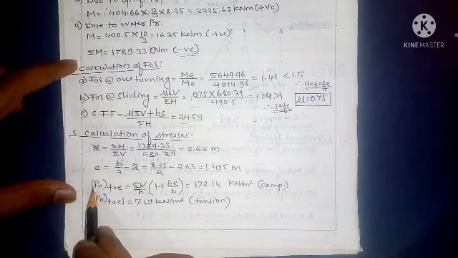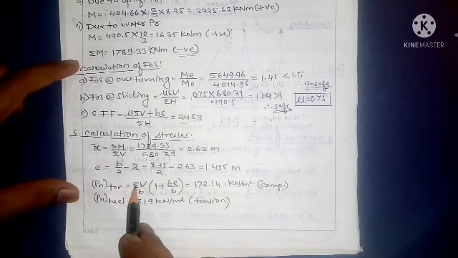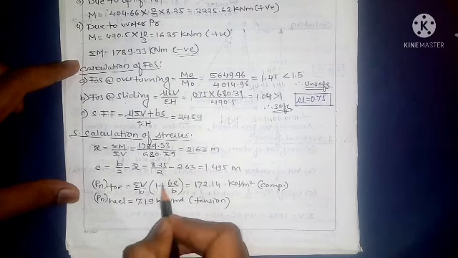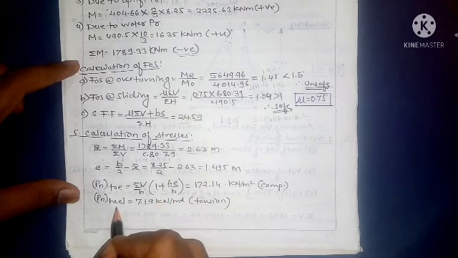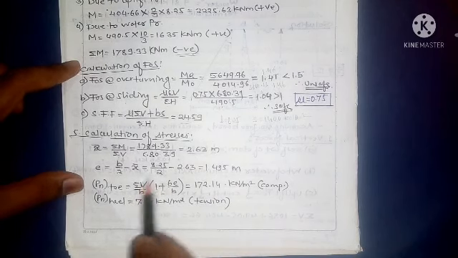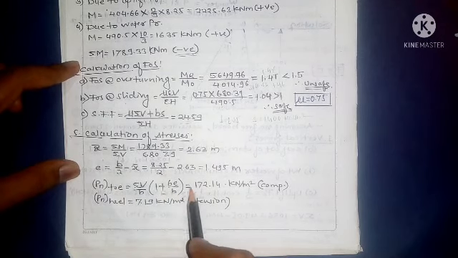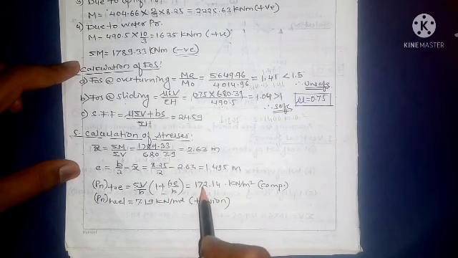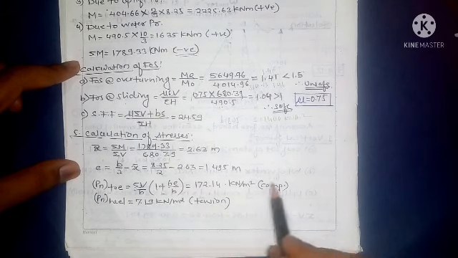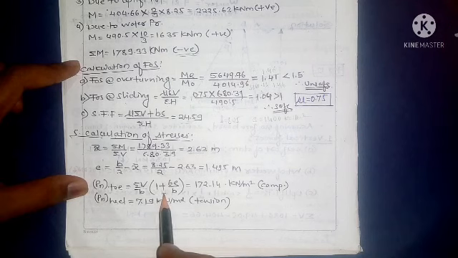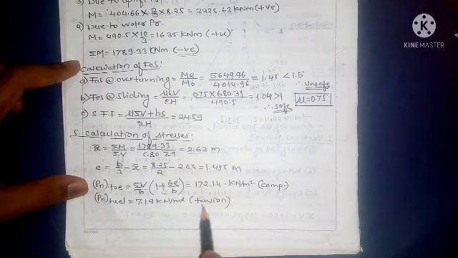So we know the formula for normal stress at the toe, summation of V upon B into bracket 1 plus 6e upon B. For the toe we consider here positive, and for the heel we consider here negative. So put the values, we know all the values of this term, we get 172.14 kilonewton per meter square, that is compressive. Then normal stress at the heel, same, but consider here negative, so we get 7.29 kilonewton per meter square, that is tension.